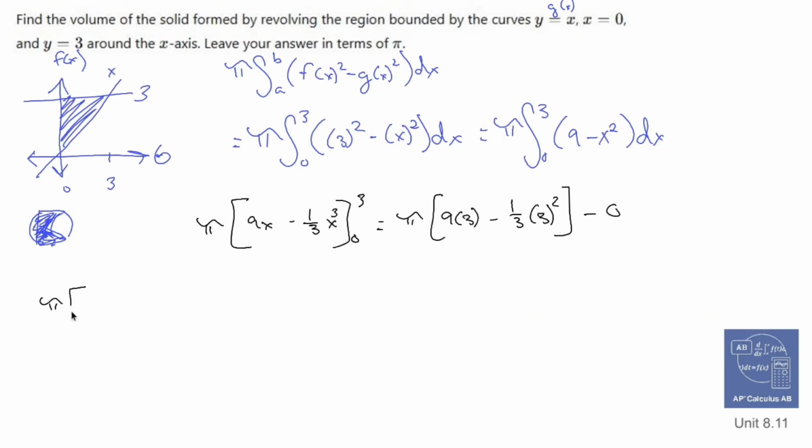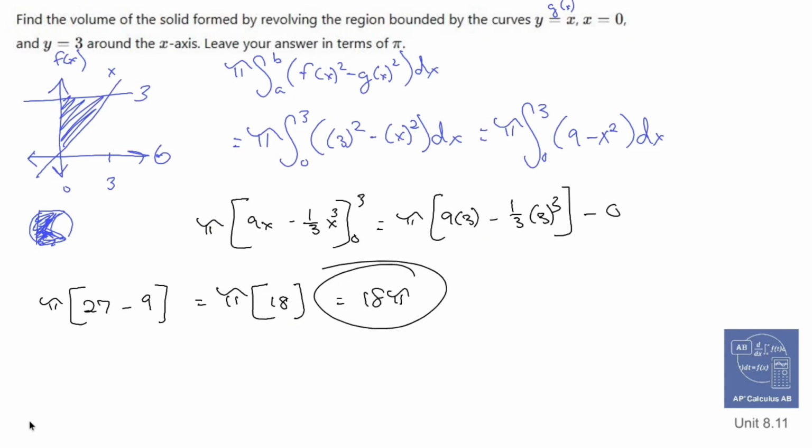So pi times 27 minus 3 squared is 9 times negative 1/3. No, that should be 3 cubed. That was a close one. So 3 cubed is 27. 27 times a third is 9, so 27 minus 9. Pi times 18. 18 pi. Phew.